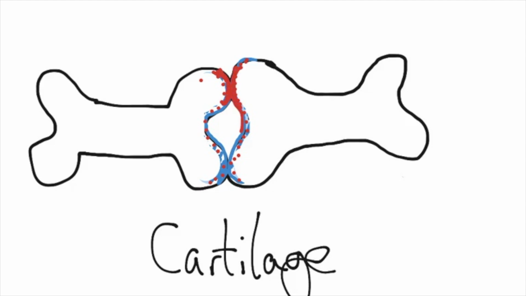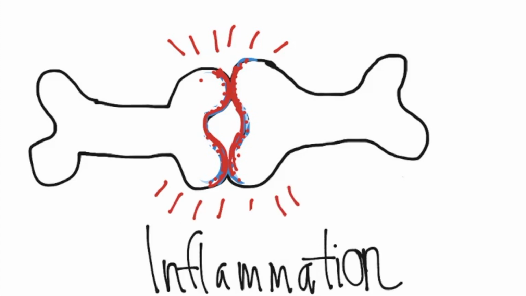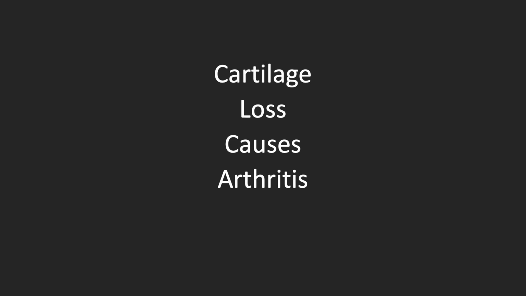So now you have raw ends of the bones rubbing against each other. And over time, this will create a lot of inflammation. So the cartilage is now being replaced with inflammation within the joint, and this inflammation is painful. It causes warmth, stiffness, redness, and that inflammation within the joint is arthritis. So in summary, cartilage loss causes arthritis, and arthritis is pain and inflammation in the joint.